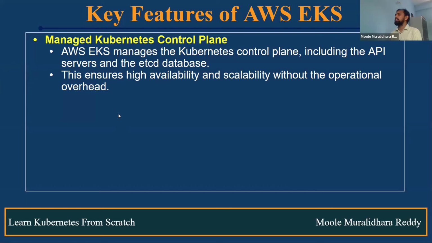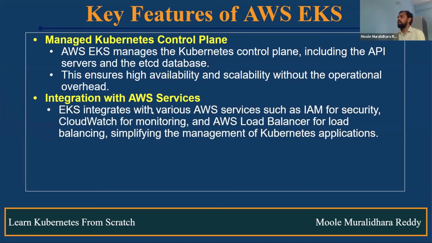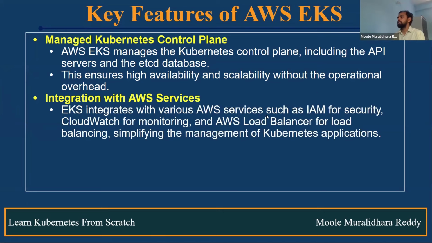And also one more thing, guys, the AWS EKS team will maintain the high availability. Next is integration with AWS services. We can integrate with various AWS services, such as IAM for security purposes, CloudWatch for monitoring, and AWS load balancer for load balancing, simplifying the management of Kubernetes applications. We can also integrate with other AWS services.